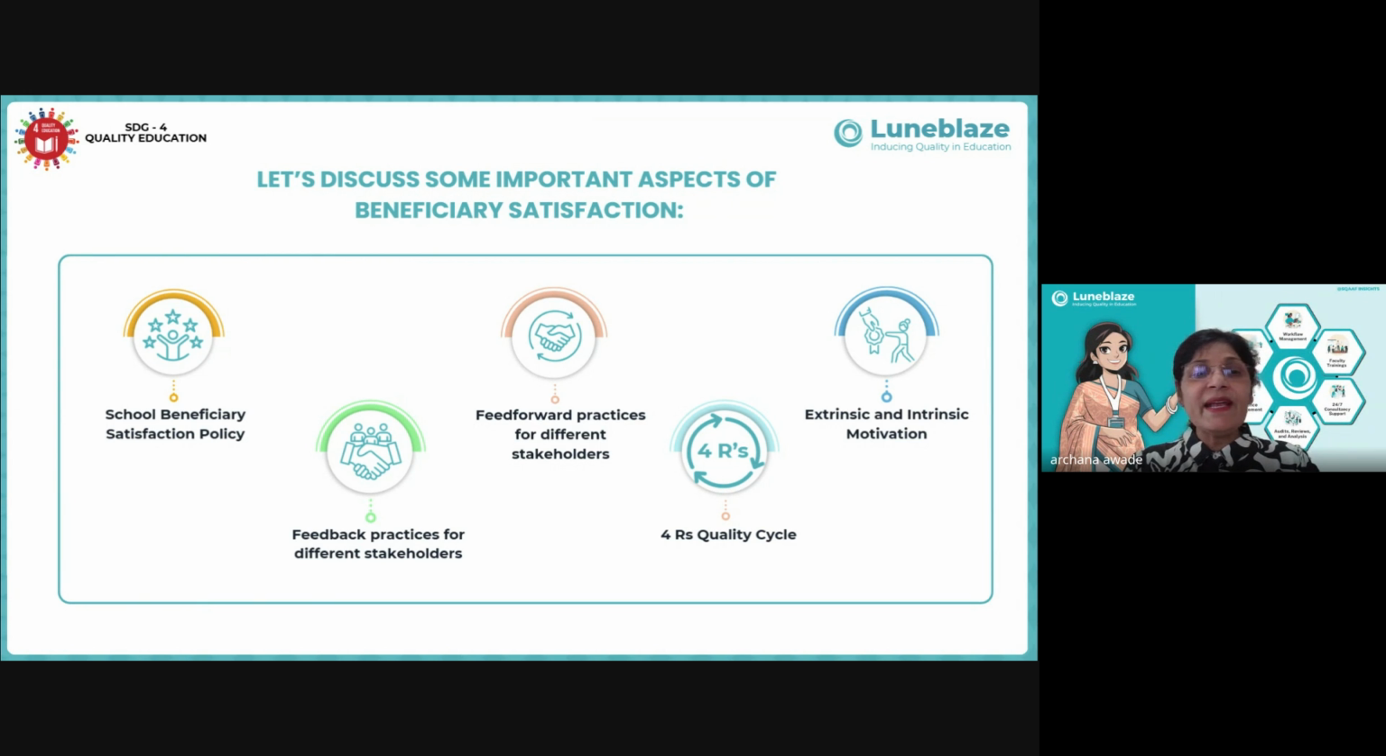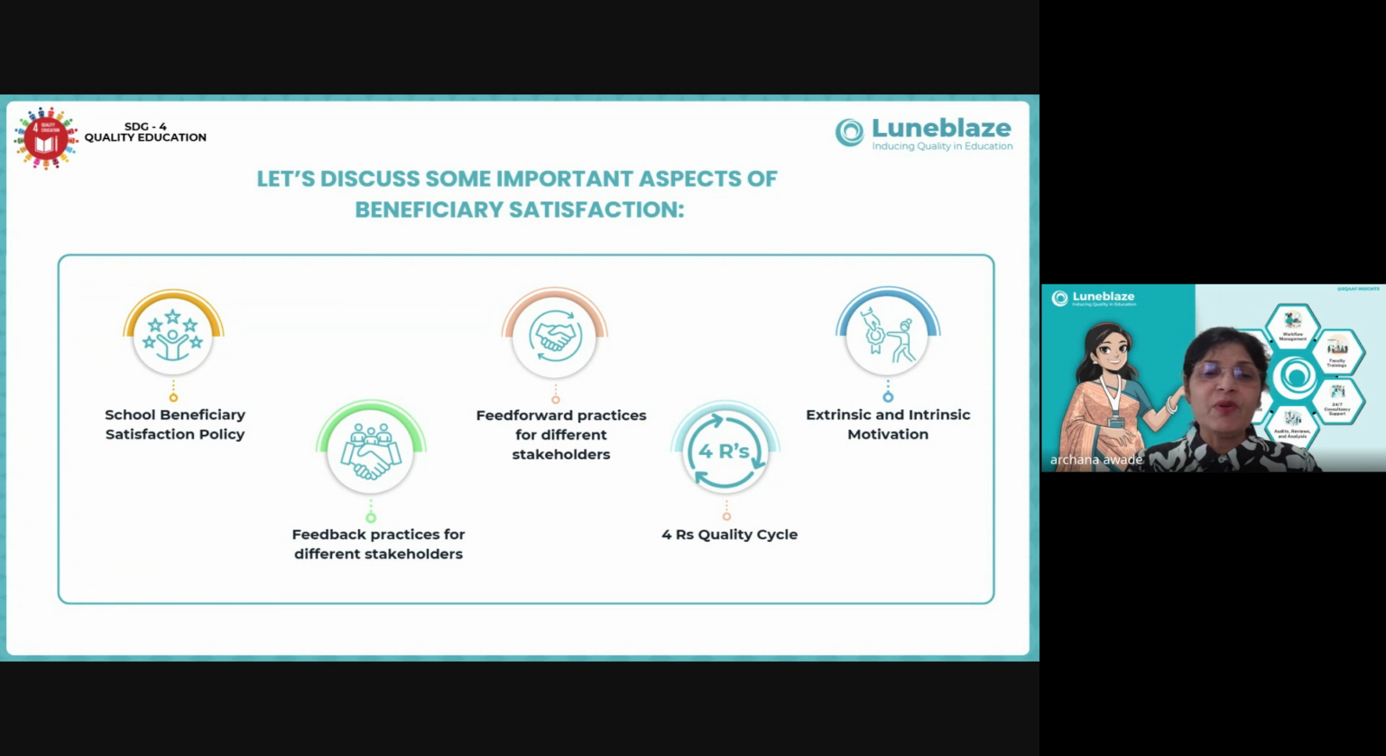Next is extrinsic and intrinsic motivation. So the school should nurture both. What is extrinsic motivation? It is in the form of rewards, recognitions, certificates, and intrinsic is about self-driven pride, sense of belonging, and the love for learning. So this has to be incorporated. These are the important aspects when we are looking at the beneficiary satisfaction of our stakeholders.